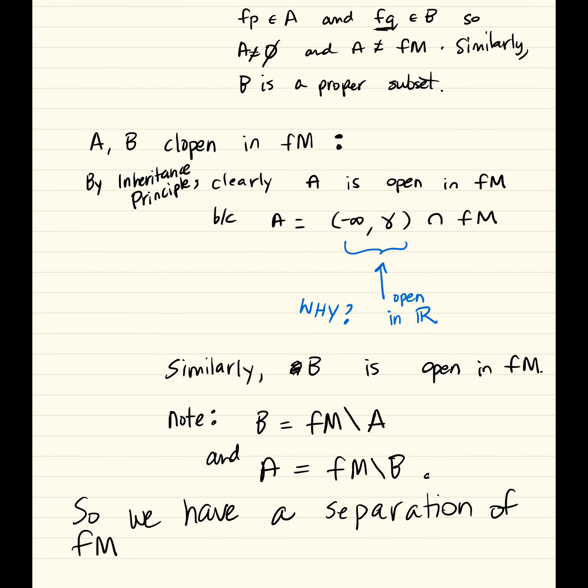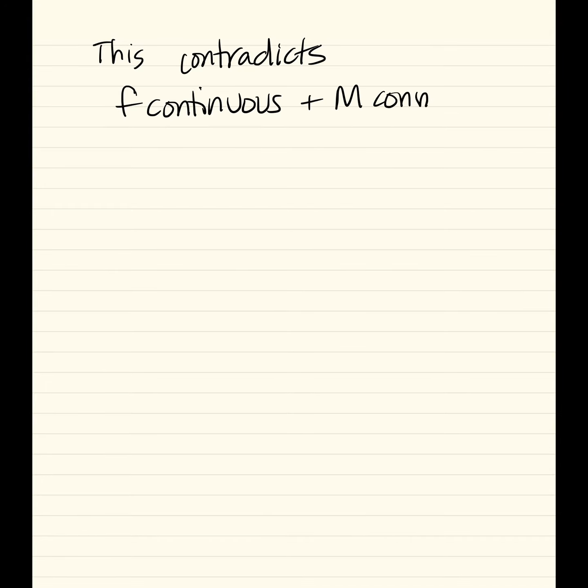This is a contradiction. Why is this a contradiction? M is connected, F is continuous, so F of M should be connected. F continuous plus M connected implies F of M connected. Okie dokie. So we'll pause for now and take a break.